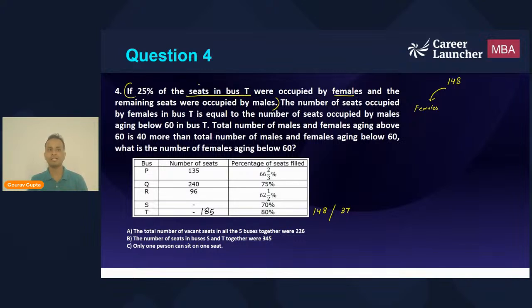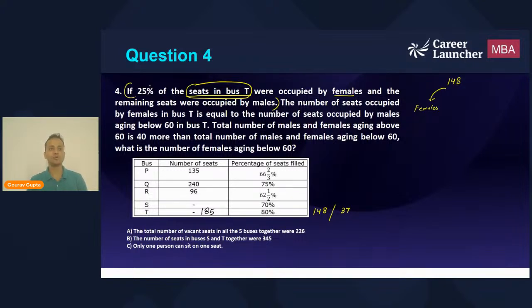What is the base here? 25% of what? 25% of the seats in bus T. So bus T में जितनी भी total seats हैं, उसका 25% are occupied by females. Am I clear? Yes or no, Daksh? So 25% of the total number of seats in bus T were occupied by females. This is the meaning. It's not written that 25% of the occupied seats in bus T were occupied by females.